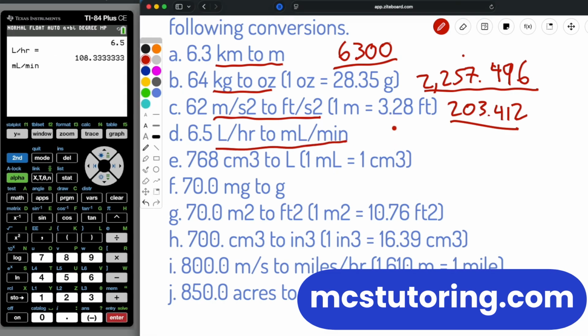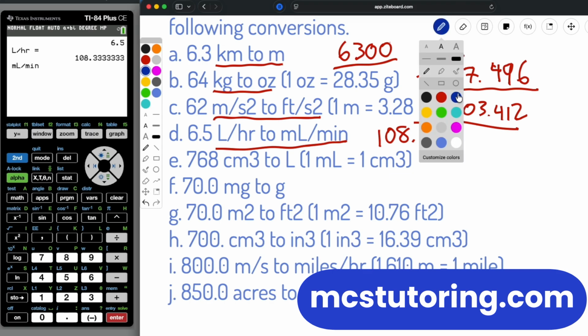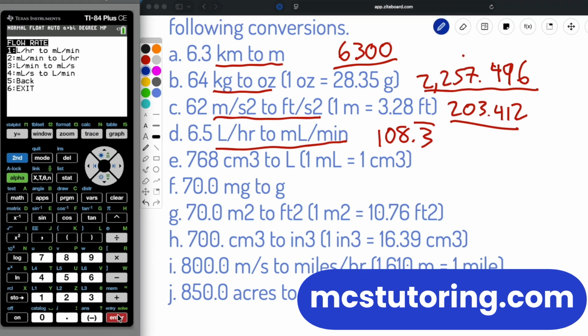And then we have 108.3. I'm just going to put the vinculum here for the repeater bar. And I'm going to start changing colors. This is getting a little boring here. We need more colors. Okay, next one.